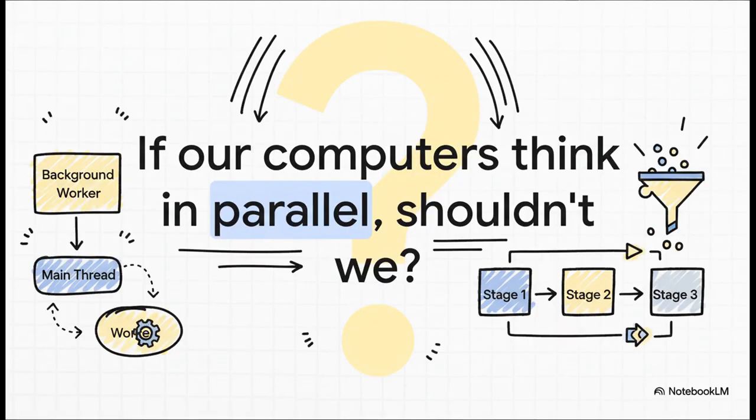And that kind of leaves us with one last thing to think about. You know, we spend so much of our lives trying to do one thing perfectly before we move on to the next. But our computers are this amazing reminder that sometimes the most powerful way to work is by doing many things at once. If our machines are designed to think in parallel, well, maybe we should be too.